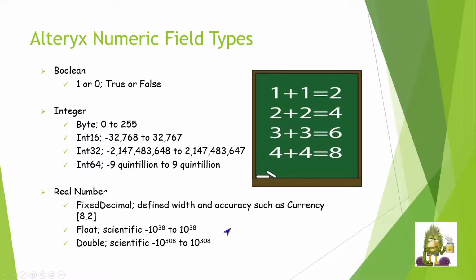If you don't want to get that exact of your data store, you have a float field type, which gives you scientific notation with an unlimited number of decimal places, with numbers that are between minus 10 to the 38th and 10 to the 38th. And just in case those numbers aren't big enough, you can have a double field type, which is scientific, with a 1 with 308 zeros after it.